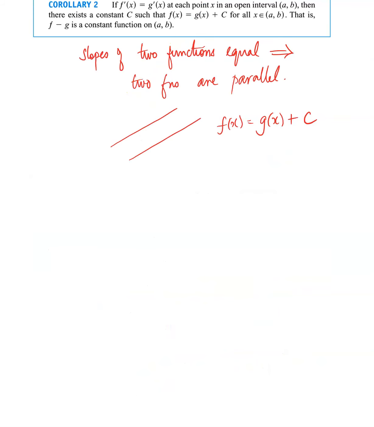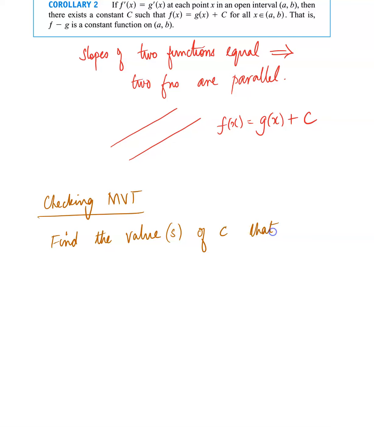Now let's look at some examples. Let's start with checking the mean value theorem. Here we will be given a problem and asked to find the value or values, because you could have more than one, of c that satisfy the mean value theorem. The first one is f of x equals x power 2 over 3, and the interval is from 0 to 1.